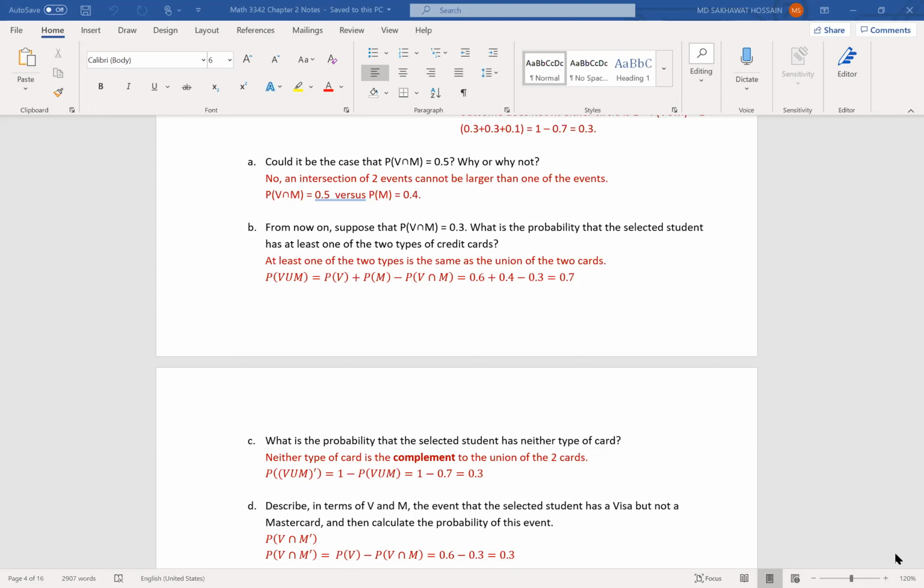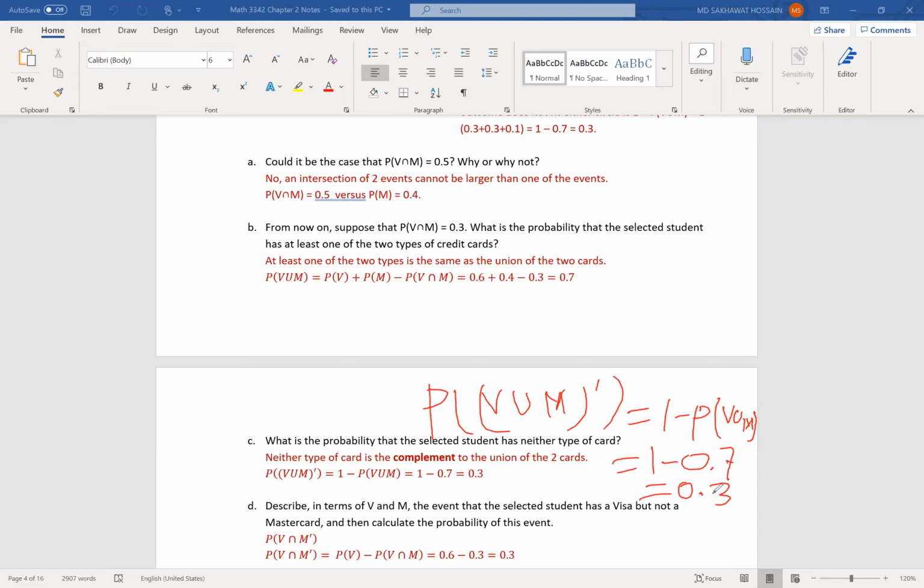So this probability will actually be the probability of the complement of the union, right? So the probability will be the probability of (V union M) complement. So this is actually 1 minus the probability of, since you already know that the probability of the complement is 1 minus the probability of that event. So that's 1 minus the probability of V union M. And from part B, we know that the probability of V union M is 0.7. So it will be 0.3.